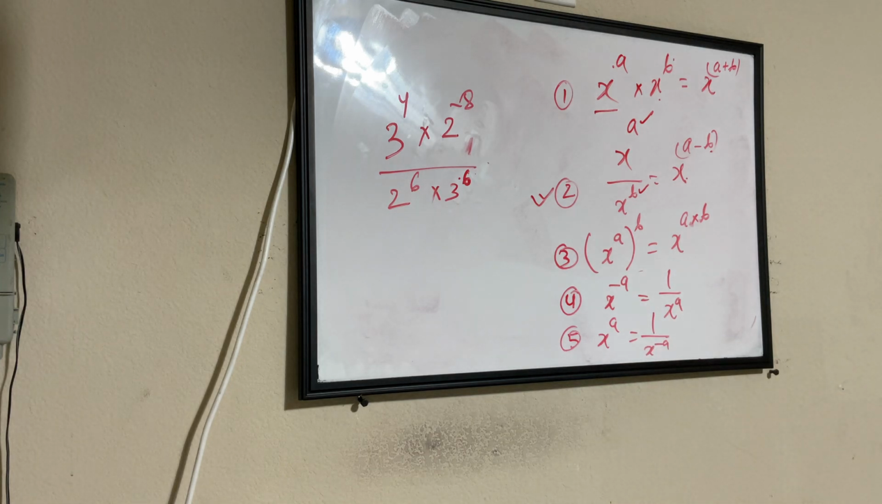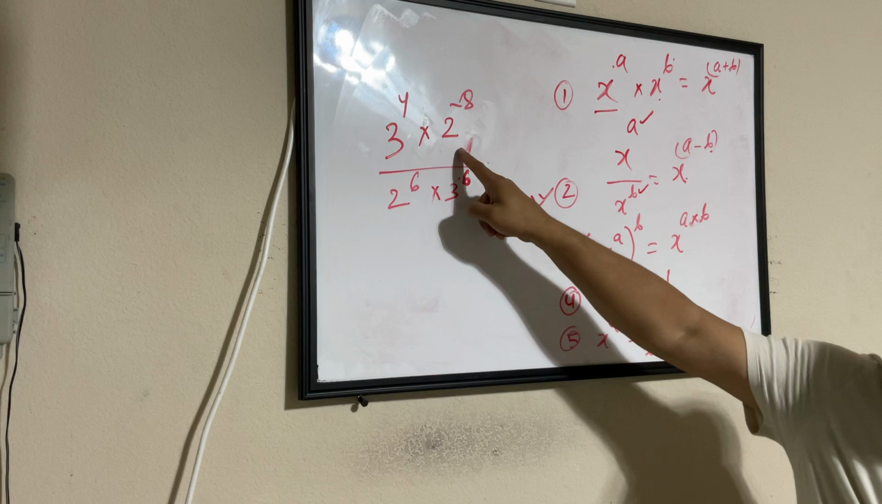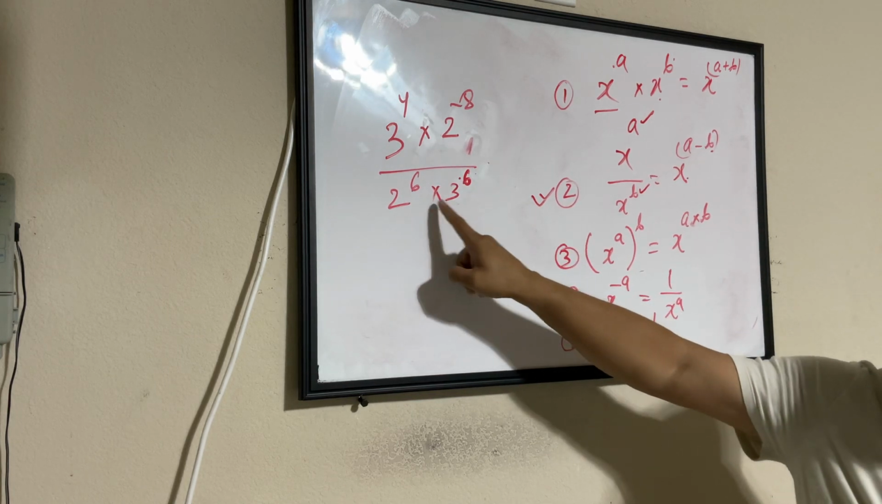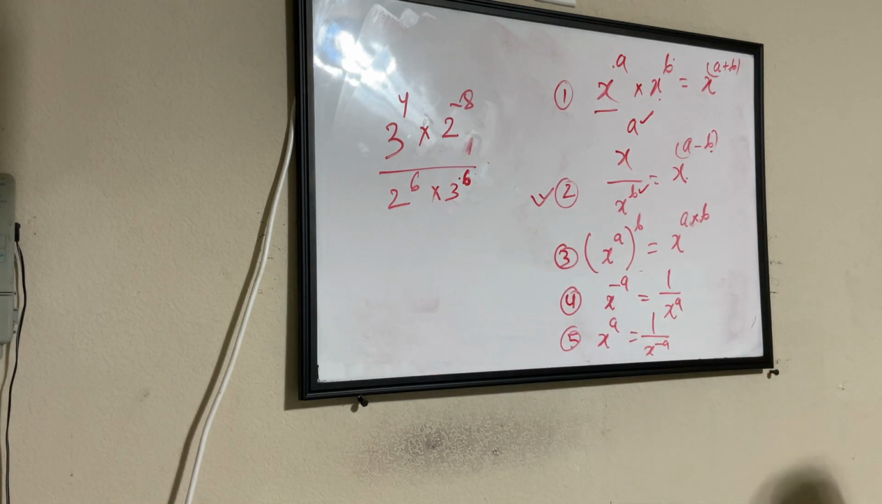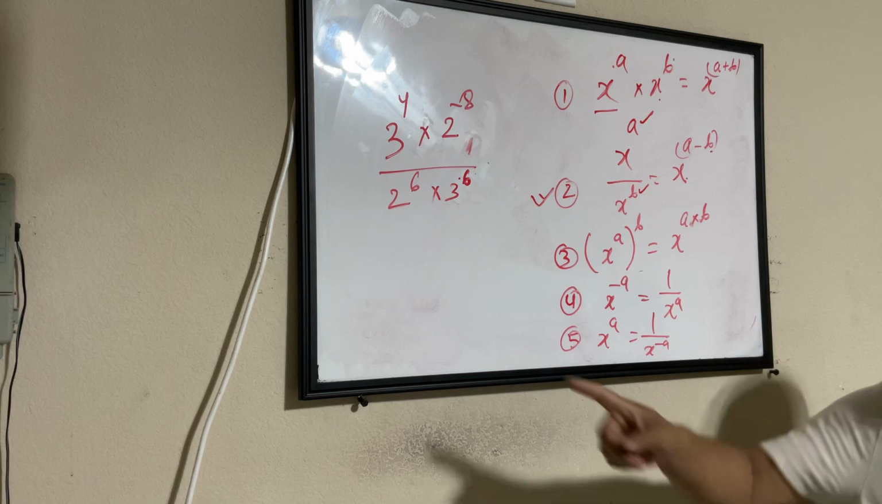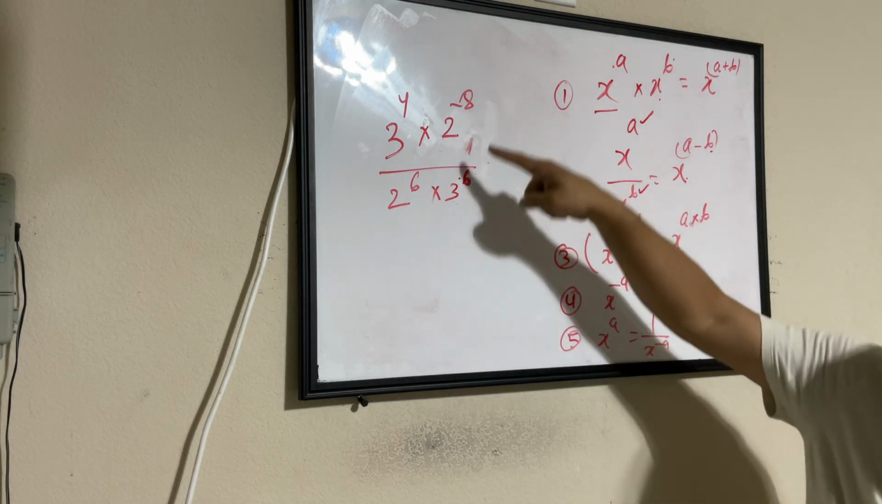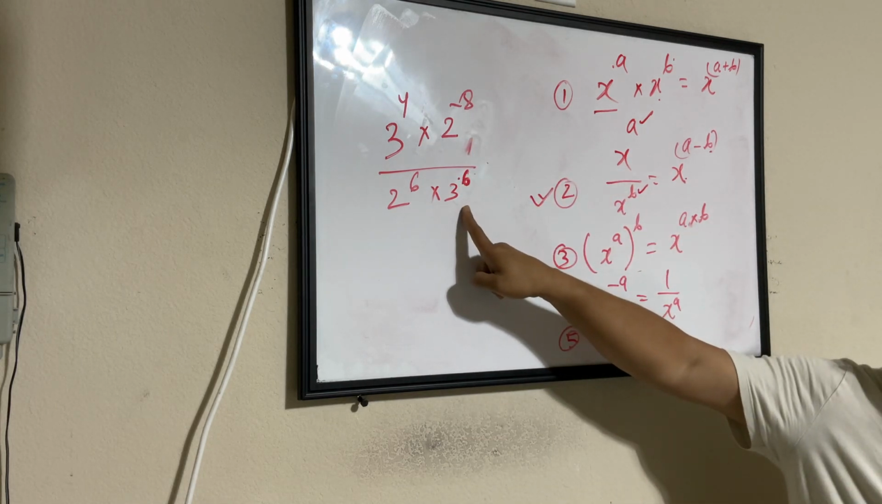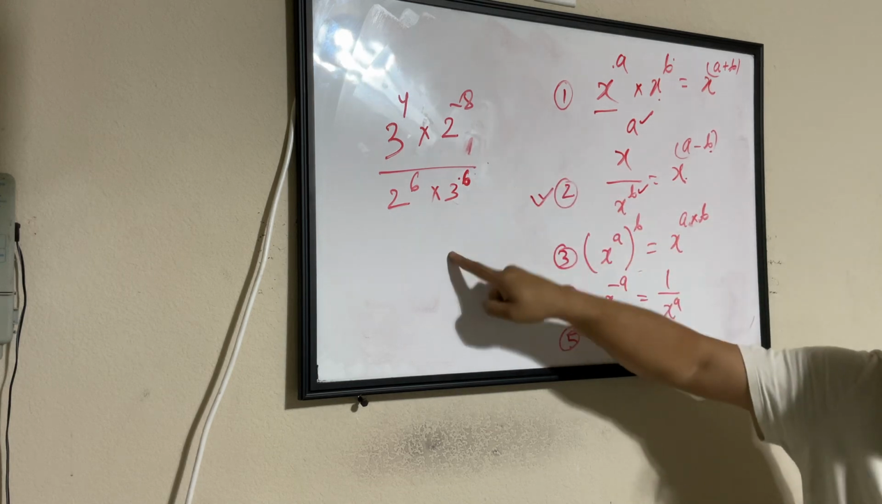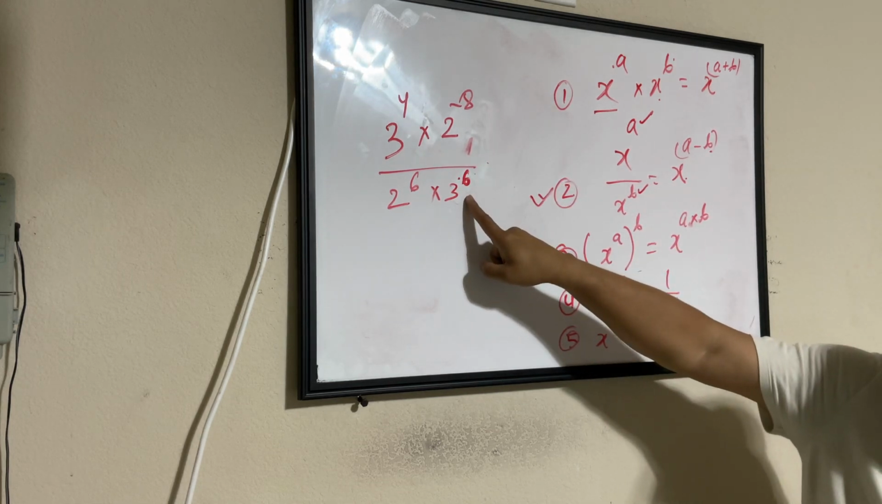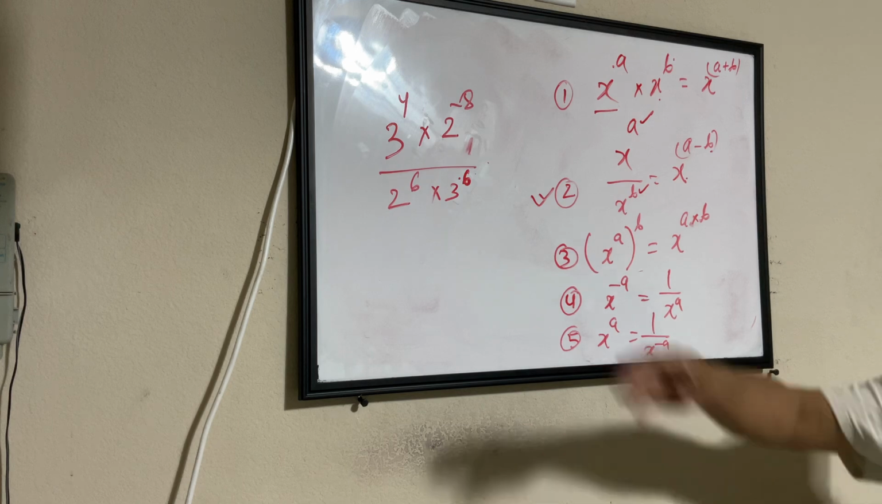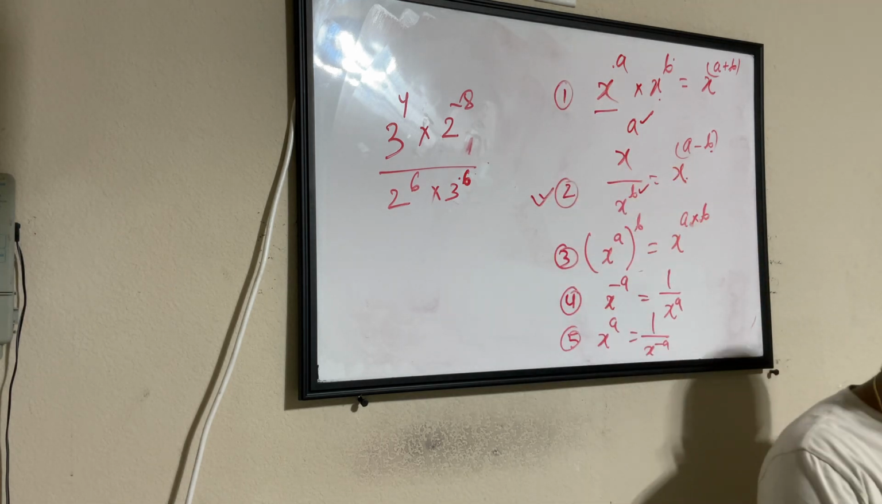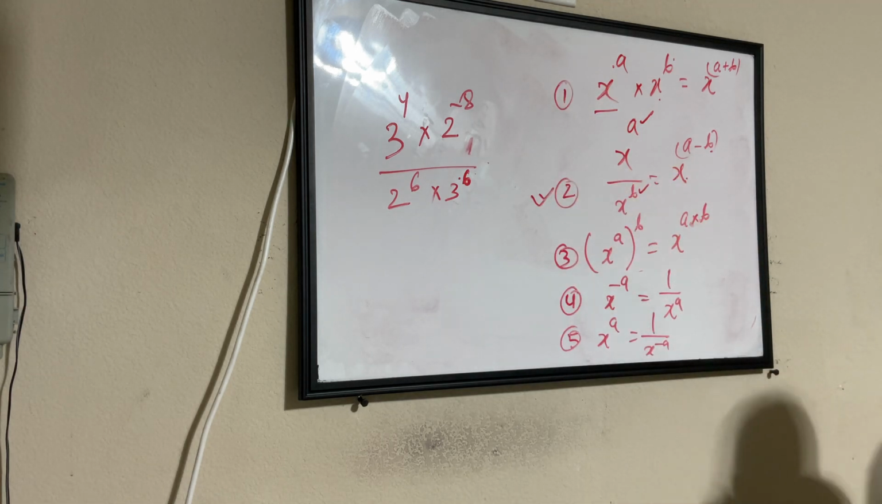Let's see what all you try. So you have 3 to the power 4 times 2 to the power minus 8 divided by 2 to the power 6 times 2 to the power 6. Right? What would your first thing you'll do? Get rid of negative. How will you do that? If you have a negative here, bring it down. That becomes positive. Or if you have something here, so take out all the negatives, then you will be able to figure it out. So let me do it.